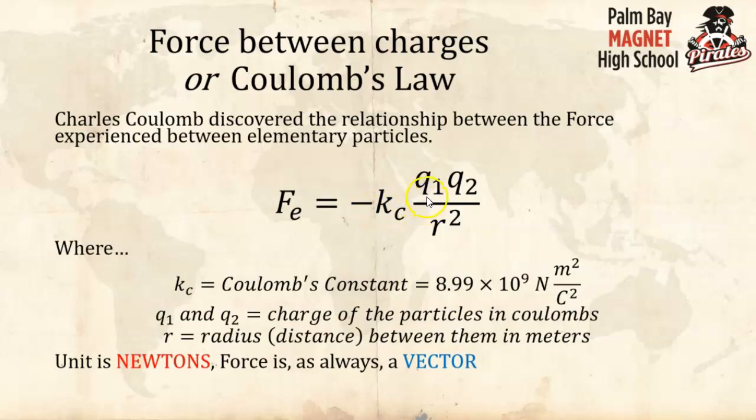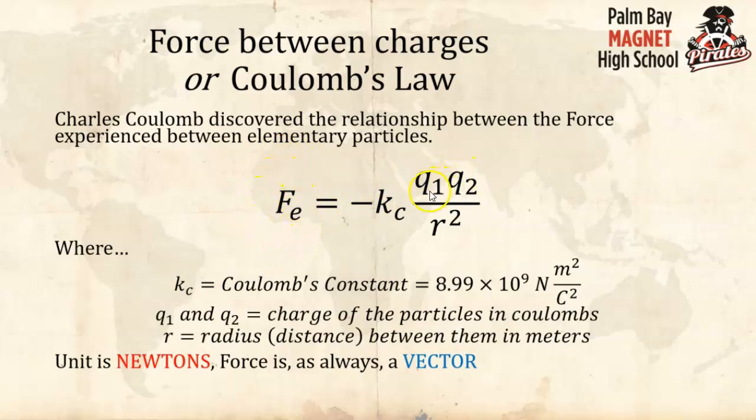Let's say, for example, I put in a positive charge here. Let's say 2 coulombs. Let's say I put a positive charge as Q2, 4 coulombs. 2 times 4 is 8, and then divided by whatever the distance is between them. They're both positive. It's going to be a repulsive force. So by having this negative here, my force is going to be negative. It's going to tell me it's a repulsive force.